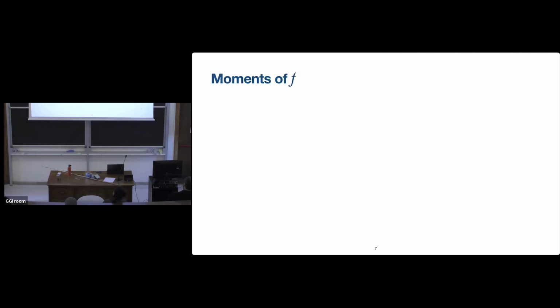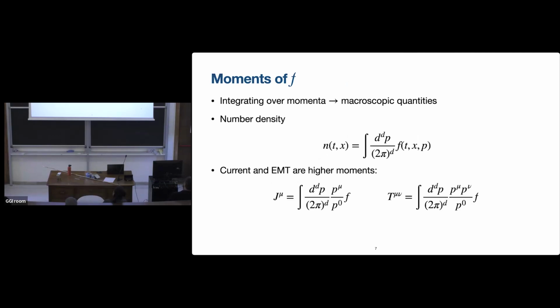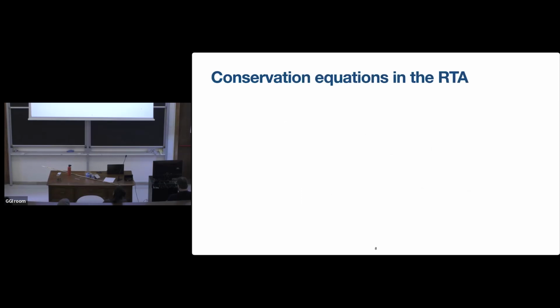Good. Okay, very straightforward thing. Maybe I can go even faster on this, but if you integrate over moments of the distribution function, you get some macroscopic quantities such as the number density. Integrating with a weight of p^μ, this will give you the current, the number current, for instance. And with p^μ p^ν, this will be the energy momentum tensor.